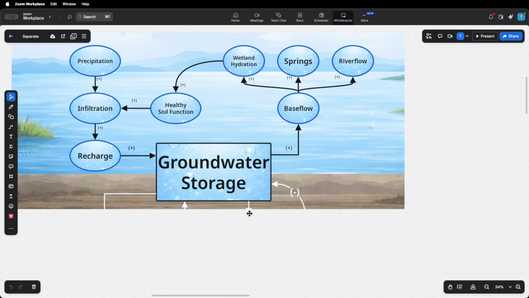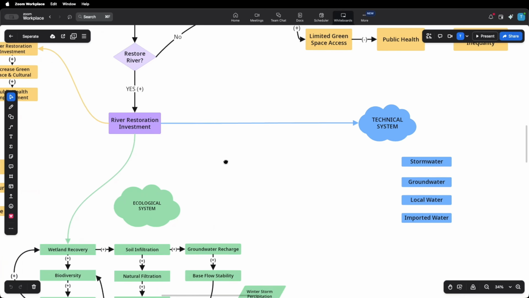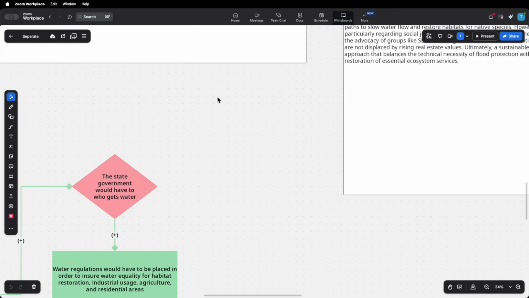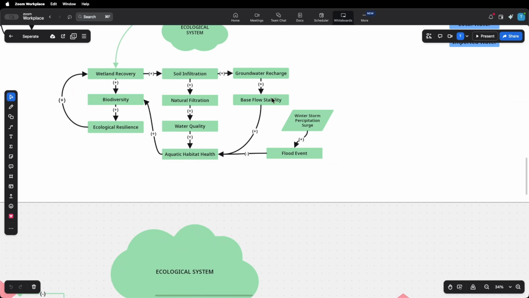Anyways, to maintain the aquifer, that's important because it maintains the base flow, which, think of aquatic habitat health as all three: the river, the streams, and the wetlands. That is the aquatic habitat health. All aquatic habitats, all three of those. So base flow, what does it do for the aquatic habitat health? It adds to it. Plus sign.